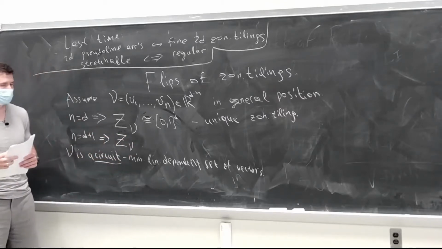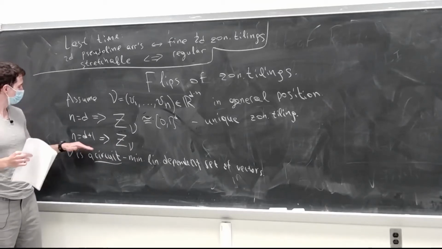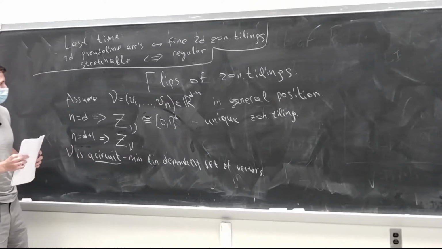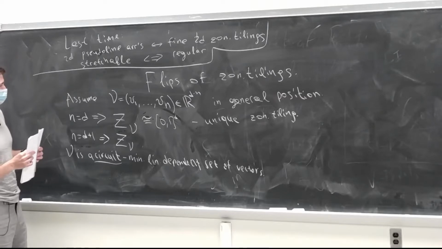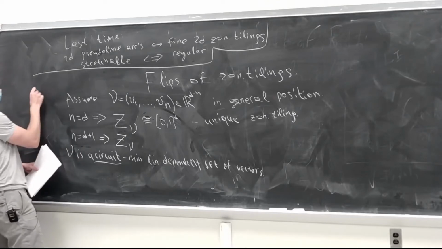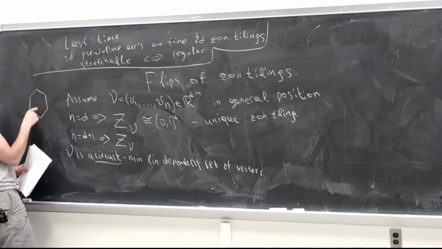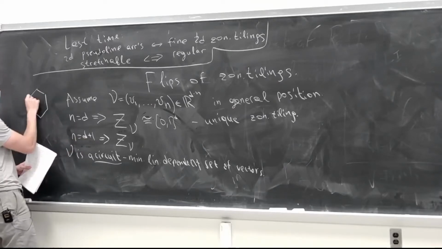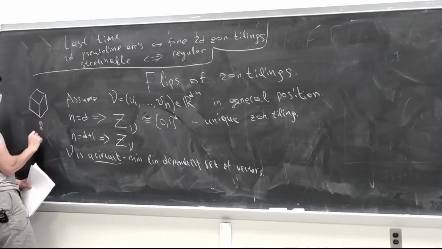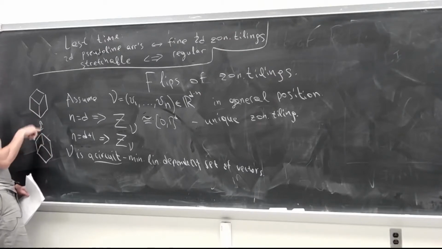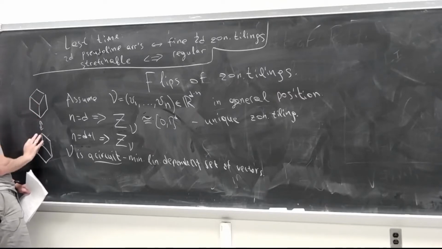So how many fine zonotopal tilings of the zonotope in this case? Should be 2. Yeah, and that's actually true. For a hexagon, that's true. The hexagon is the Minkowski sum of 3 vectors in R^2, and it has exactly 2 fine tilings. So when you hear the word flip for zonotopal tilings, you should immediately think of this picture. This is a typical flip of zonotopal tilings.